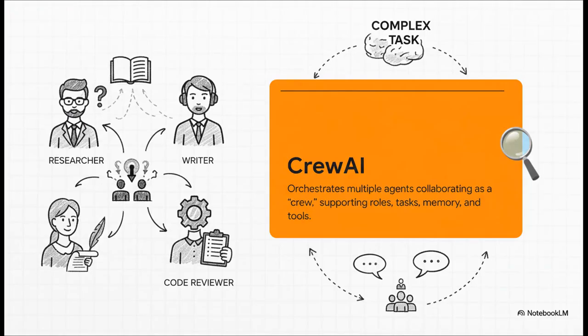CrewAI's big idea is to model how a corporate team works. So instead of having one generalist AI trying to do everything, you create a crew of specialists. You could have one agent that's an expert researcher, another that's a brilliant copywriter, and maybe a third whose only job is to review and critique the work. They all collaborate and delegate tasks to tackle a bigger goal together.